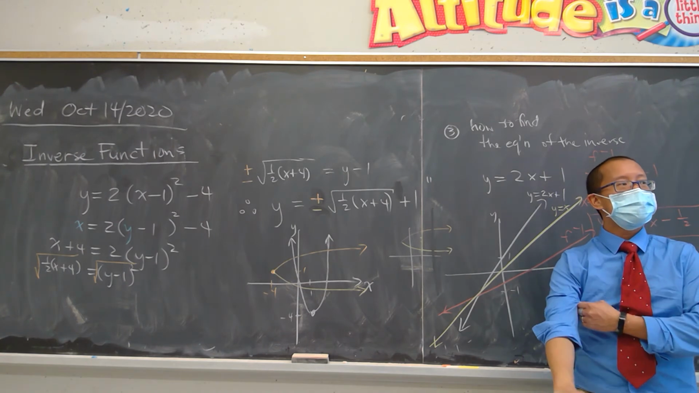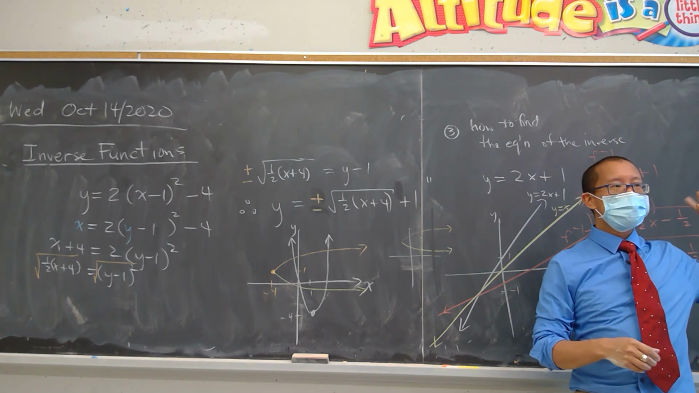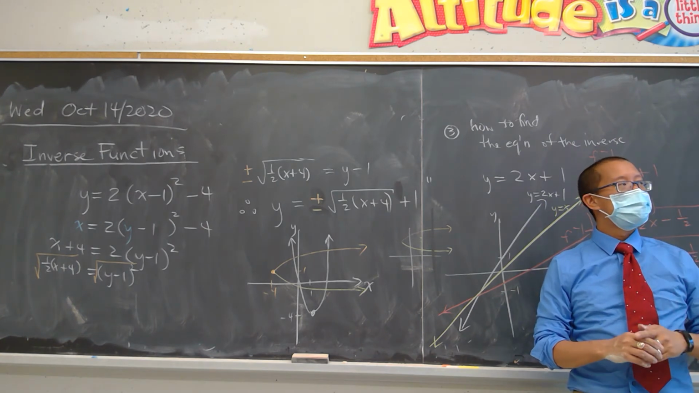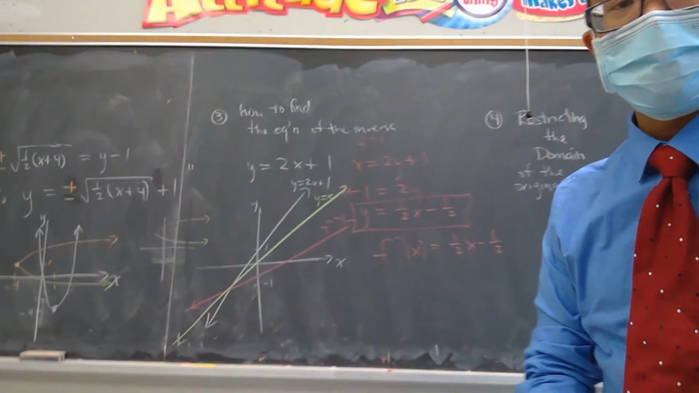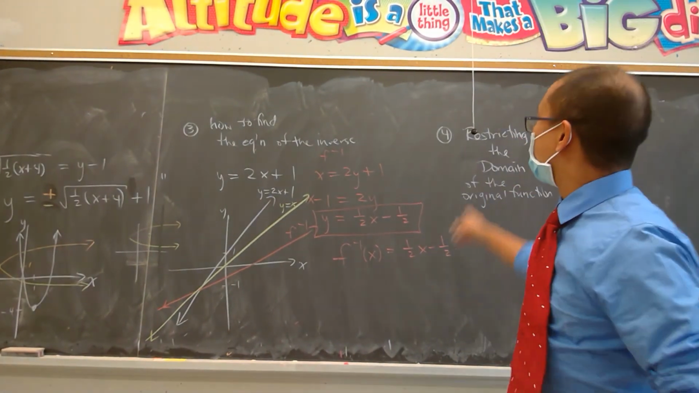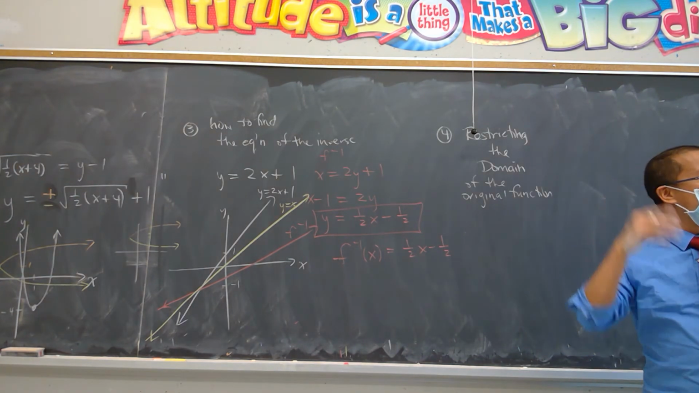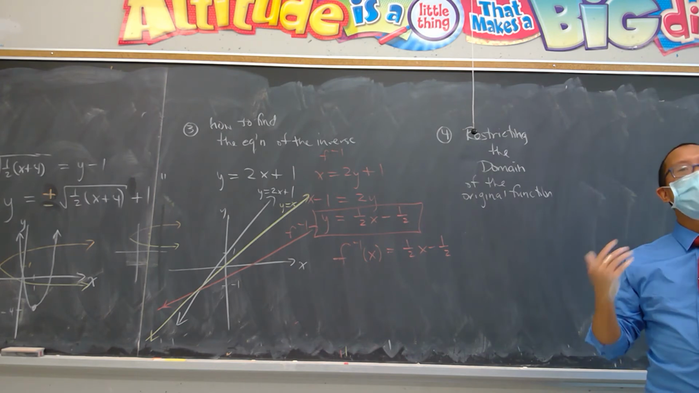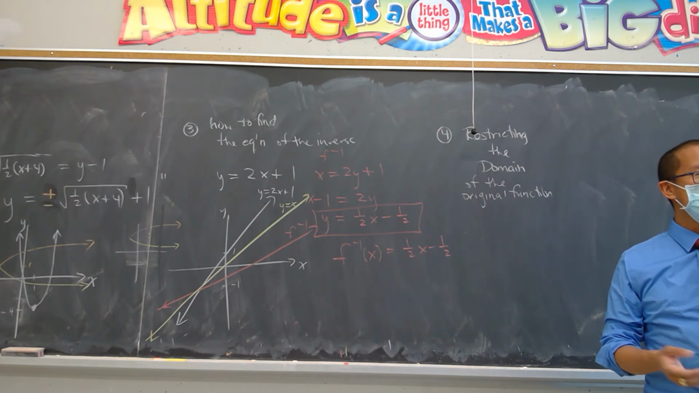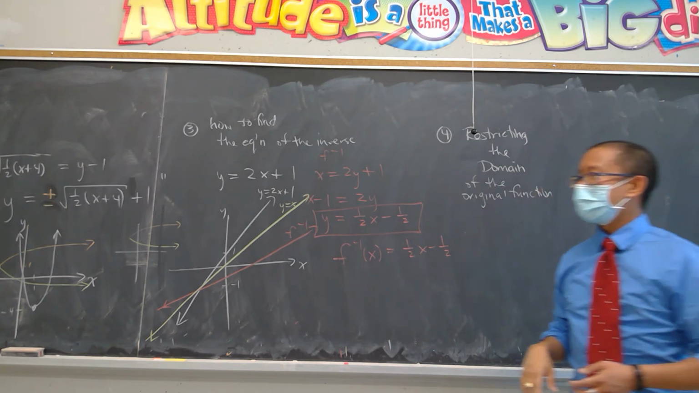Let's just pause here. Any questions about what I'm showing you before we get to the final concept about inverse? So the whole reason why we're doing this, and let's just slide this over. Restricting the domain of the original function, even though the quadratic that we did as an example is not a function, we can still make it a function by restricting the domain of the original function. What does that really mean?